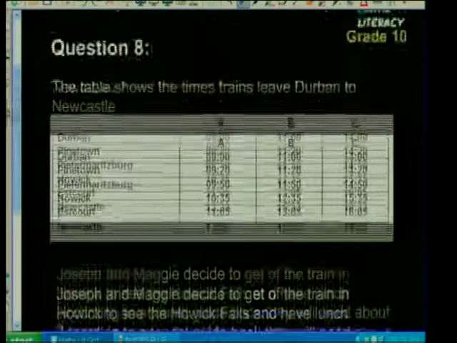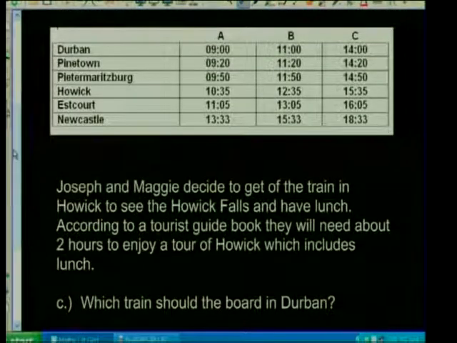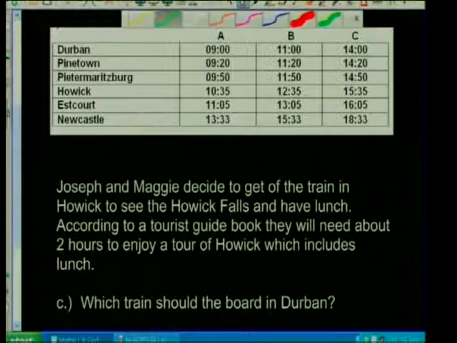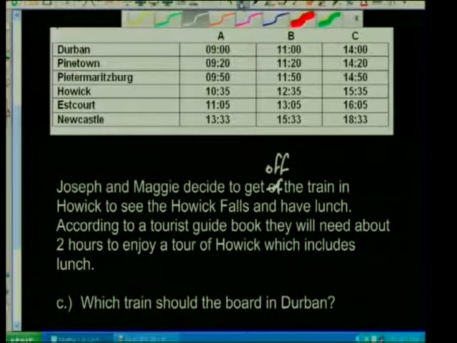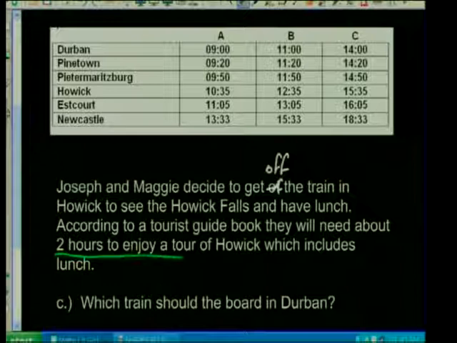Right, let's see what the next part of the question is. Joseph and Maggie decide to get off the train. I think we should have "off", so let's change this. Let's rewrite that. They get off the train in Howick, and they want to see Howick Falls and have lunch. According to a tourist guidebook, they need about 2 hours to enjoy a tour, which includes lunch.